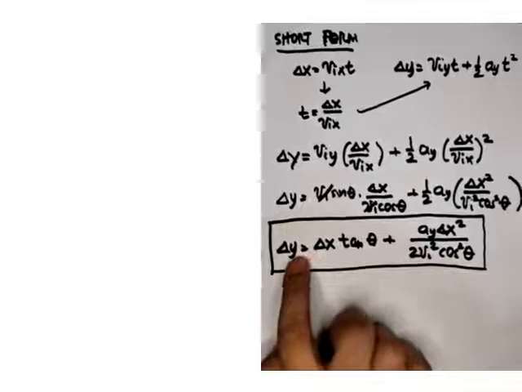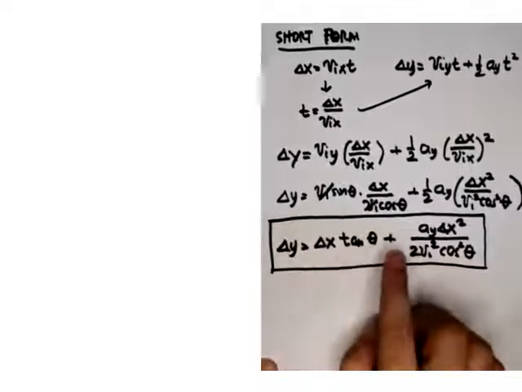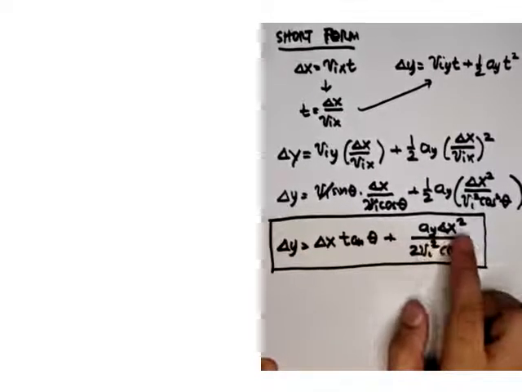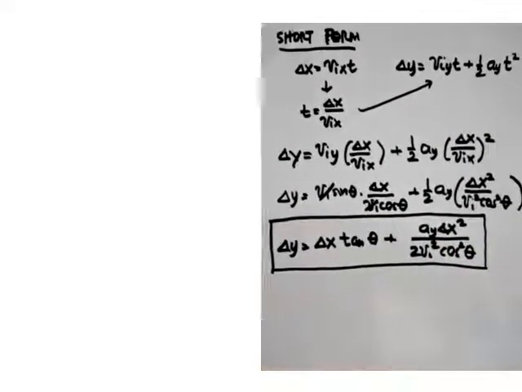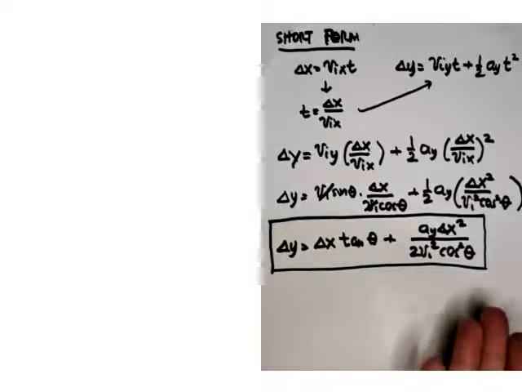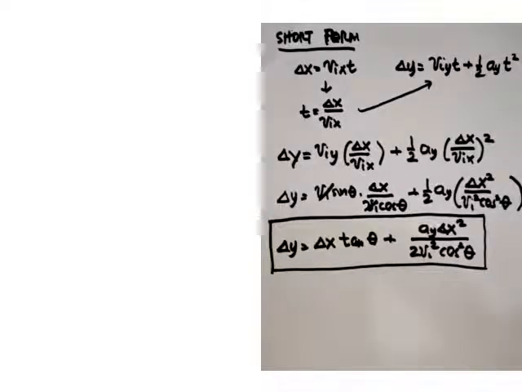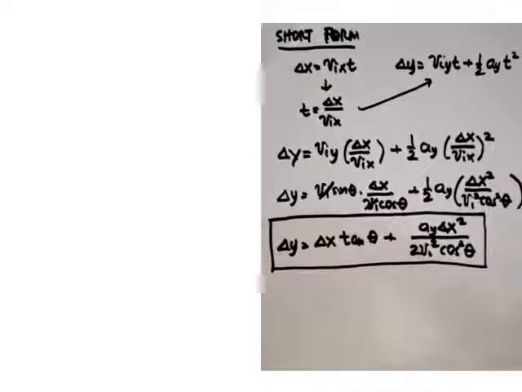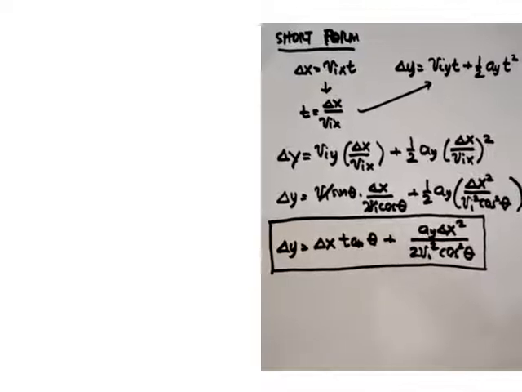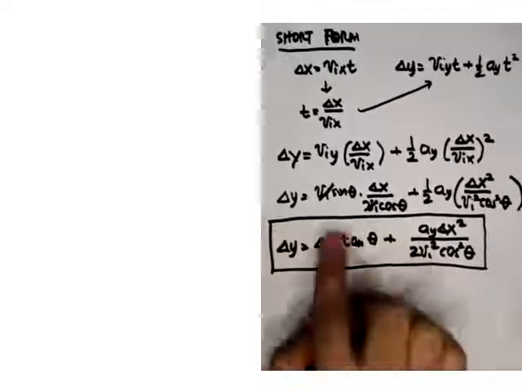Ayan. So delta y is delta x tangent theta plus ay times delta x squared over 2 times Vi squared cosine squared theta. So halos lahat ng projectile motion is kaya niyang isolve ng formulang ito. Very easy. Ayan. So hindi mo na kailangan kumuha ng time para i-relate mo yung dalawa. Sa formulang ito, nakarelate na yung ating projectile motion. Okay? Isa pa, anong klaseng equation ito?